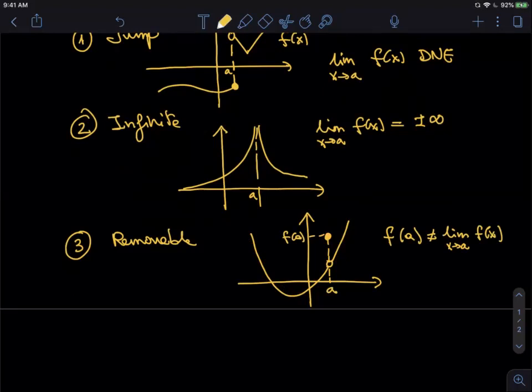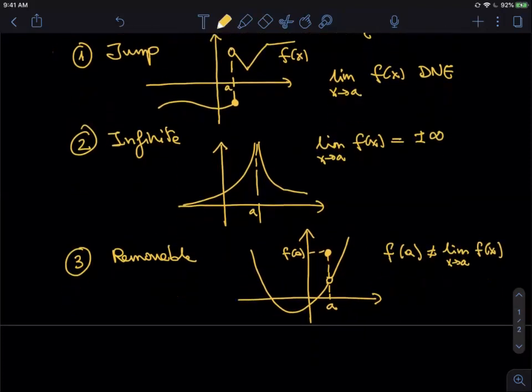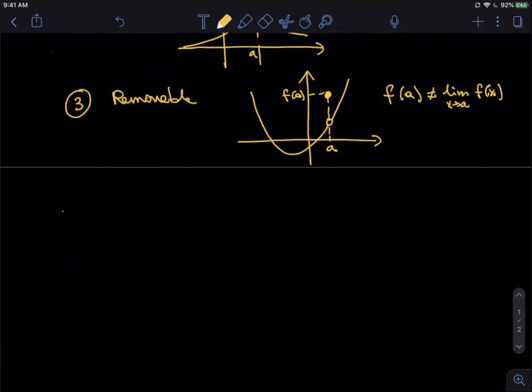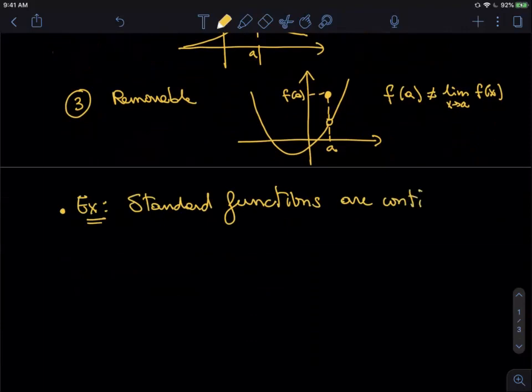Now, these are examples of things that can go wrong. What are examples of functions that are continuous? Every standard function is continuous. So standard functions are continuous everywhere in their domain.